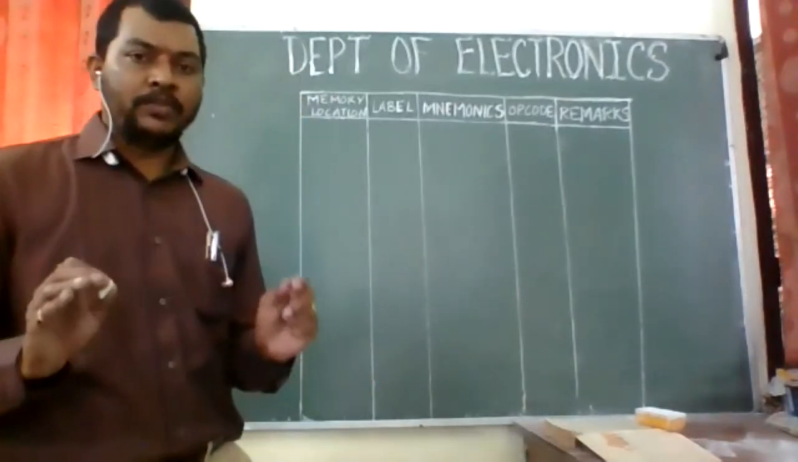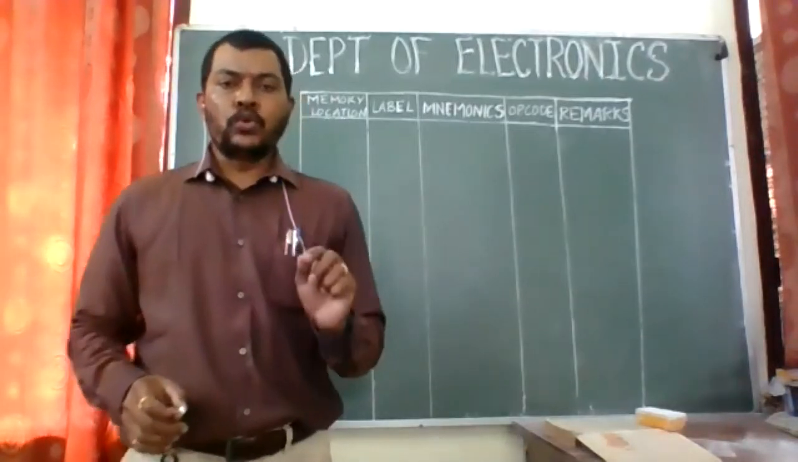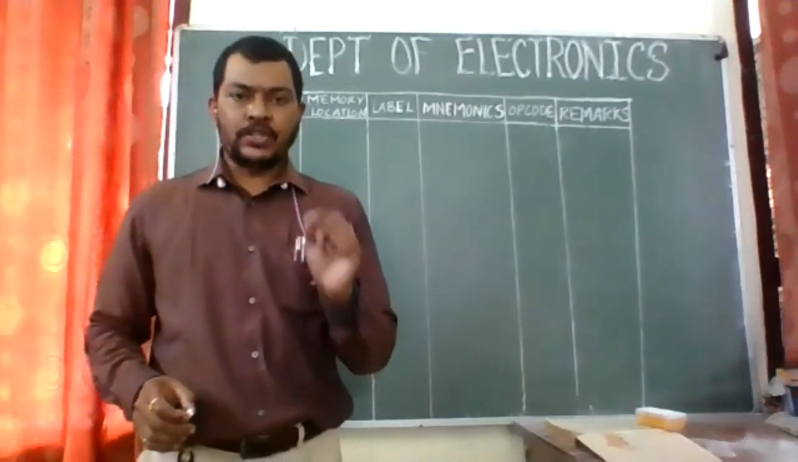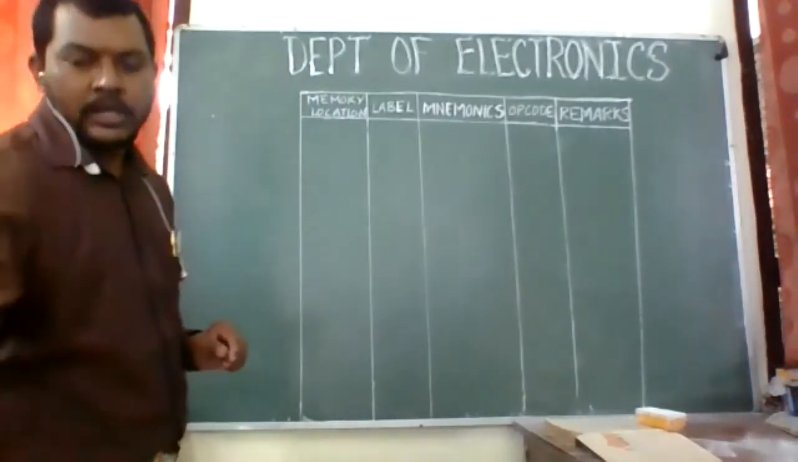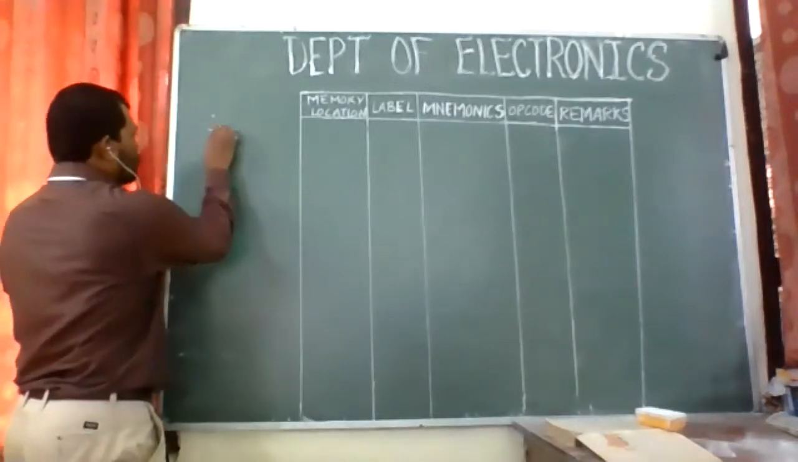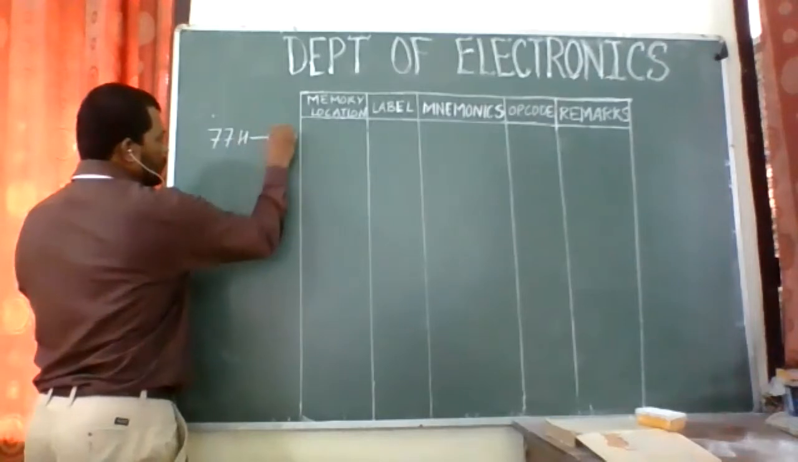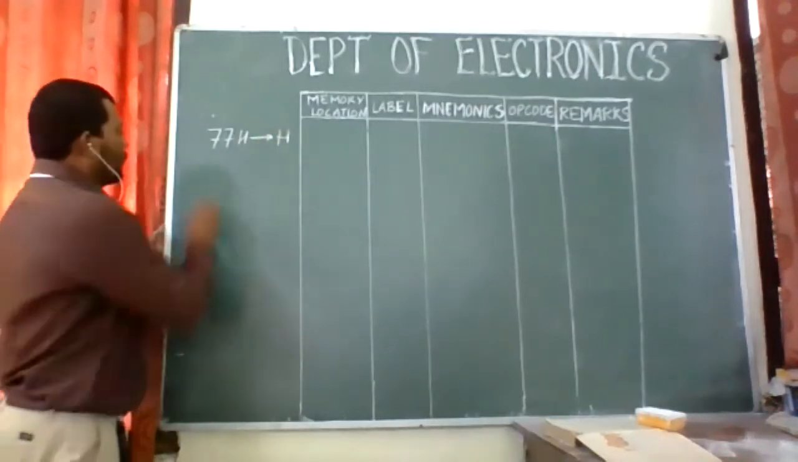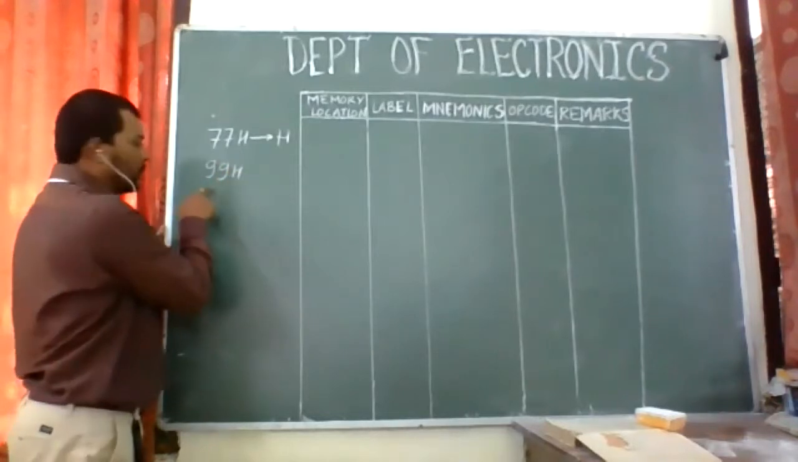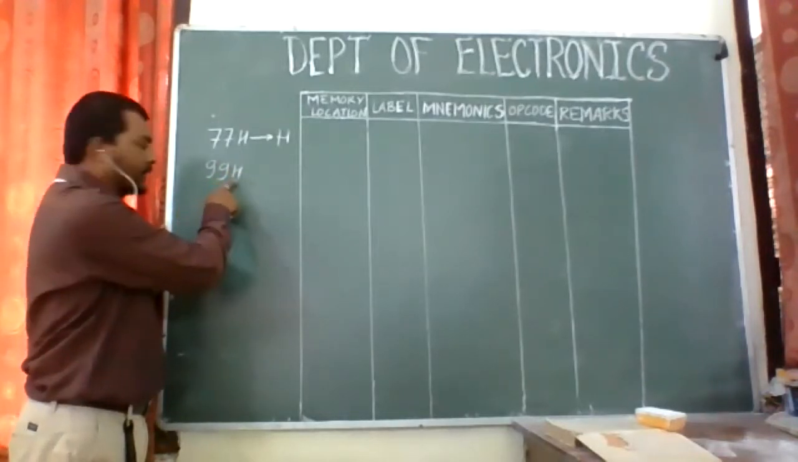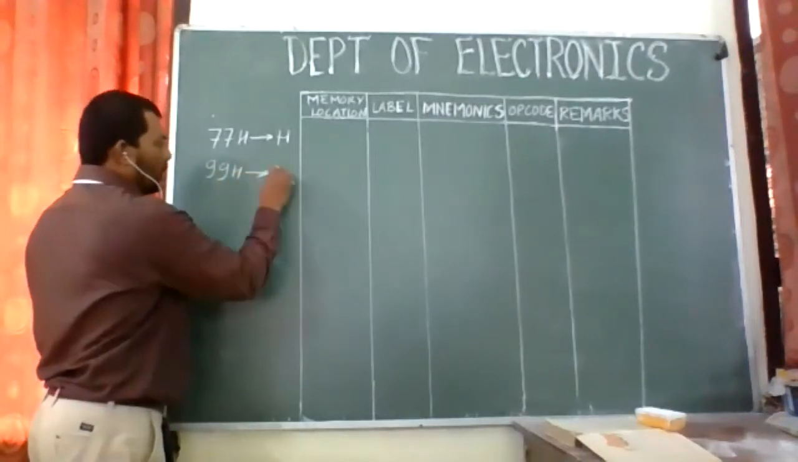The first program that we were supposed to do is: write an ALP to store 77H in register H, and 99H to store in register L. This is hexadecimal, that's why I'm writing hexadecimal numbers.